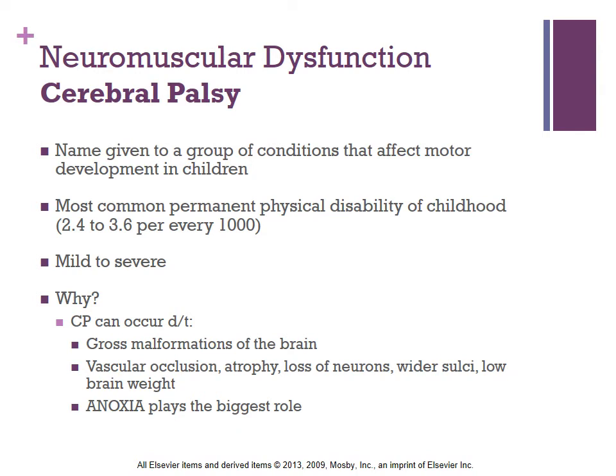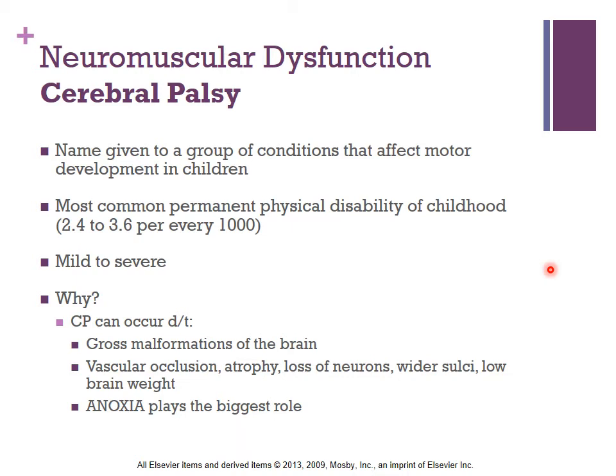So the next area, this is about 11 slides long. This is going to be the neuromuscular dysfunction piece. And the first thing we're going to talk about is cerebral palsy. Cerebral palsy is just the name given to a group of conditions that affect motor development in kids and children. Okay, it is the most common permanent physical disability of childhood. It's about 2.4 to 3.6 per every 1,000 kids. It can be anywhere from mild to severe.